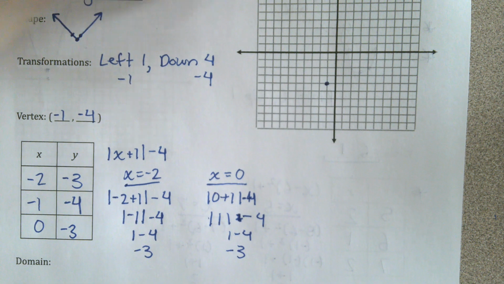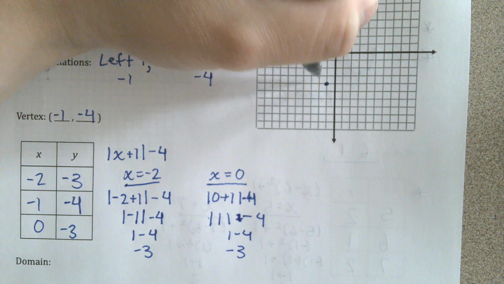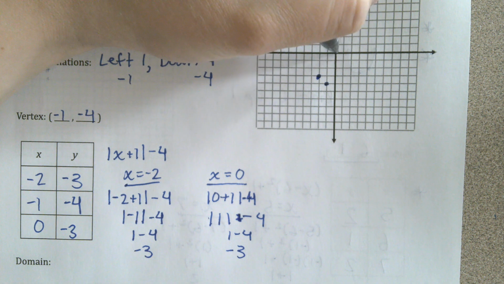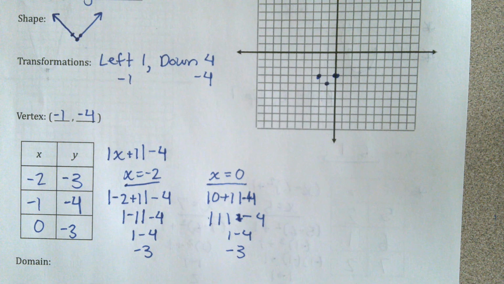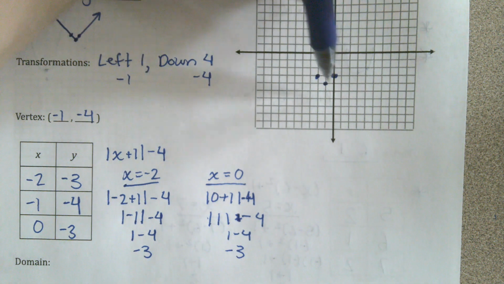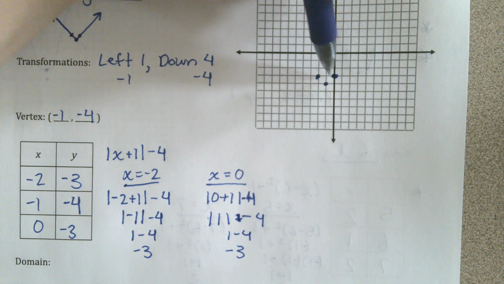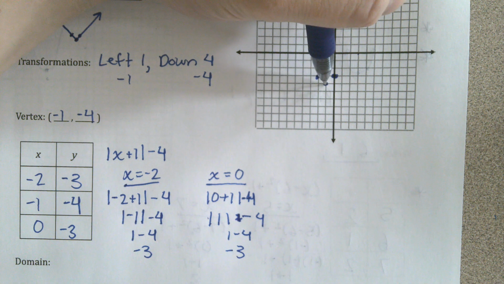And now I graph. -2, -3, and 0, -3. And then we draw in our V. I didn't tell you guys this, so it's not a big deal if you didn't draw it this way. With the absolute value, it actually is a linear graph, meaning it goes up 1 over 1 the whole time. So I'm going to draw my line through the top right corner of all of these boxes.